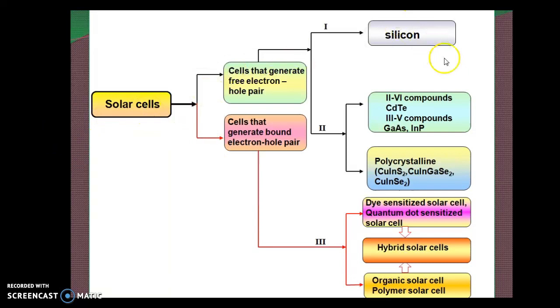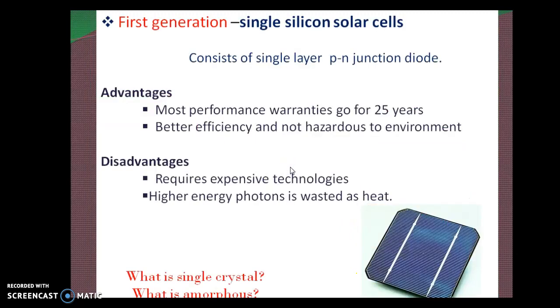So this diagram clearly explains the role of first generation, second generation, and third generation solar cells. Actually, the first generation silicon solar cell and second generation thin film solar cells generate free electron hole pairs, whereas third generation and fourth generation or hybrid solar cells produce bound electron hole pairs. Next one is the first generation solar cell.